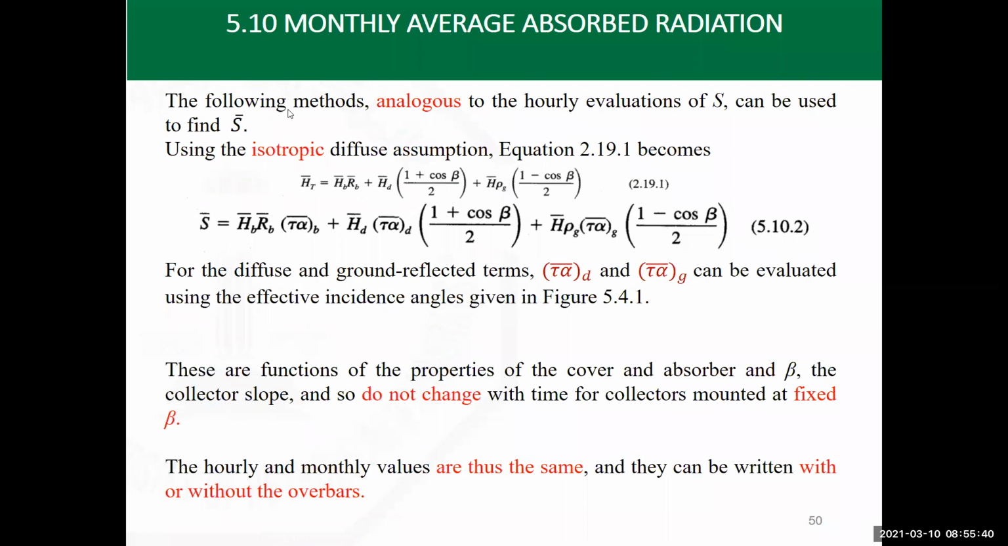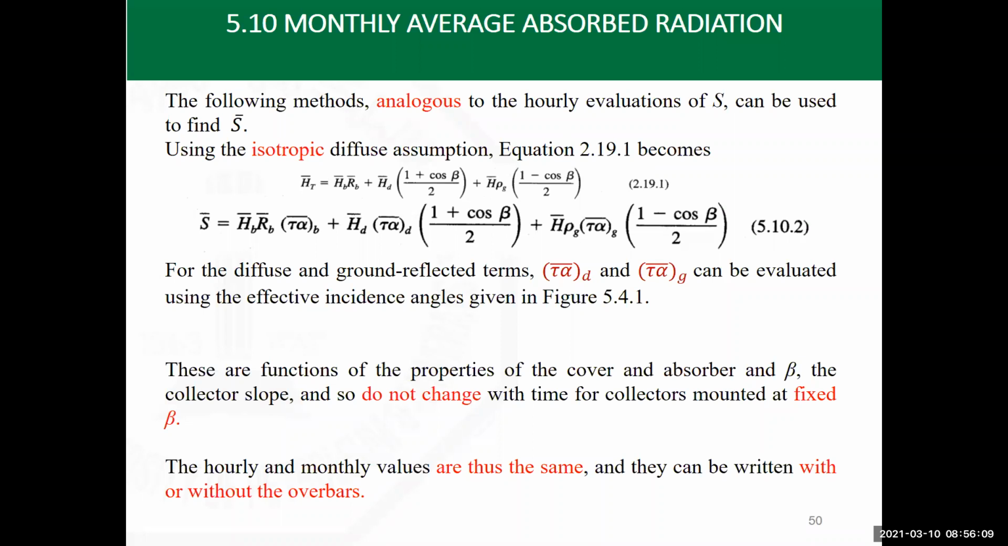The expression here is very much the same as equation 5.9.1, with the only difference being that we are replacing the values of S, H, and tau alpha by the average values, so that you can see the bar over S bar, which is average, H_B bar, which is average, R_B bar, which is average, H_D average, tau alpha average, and so on.